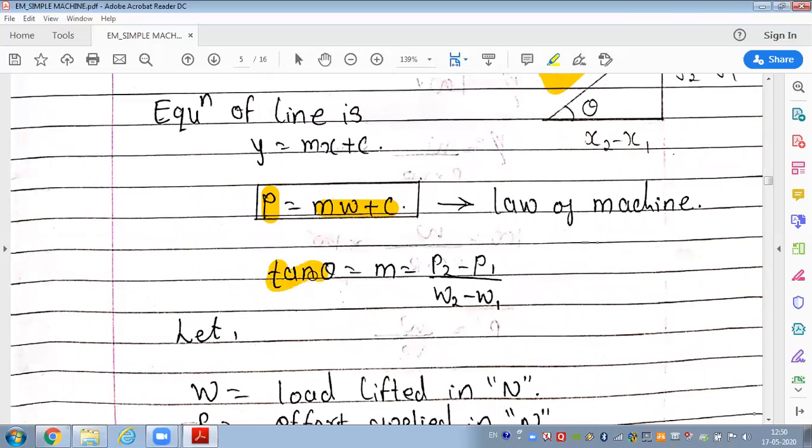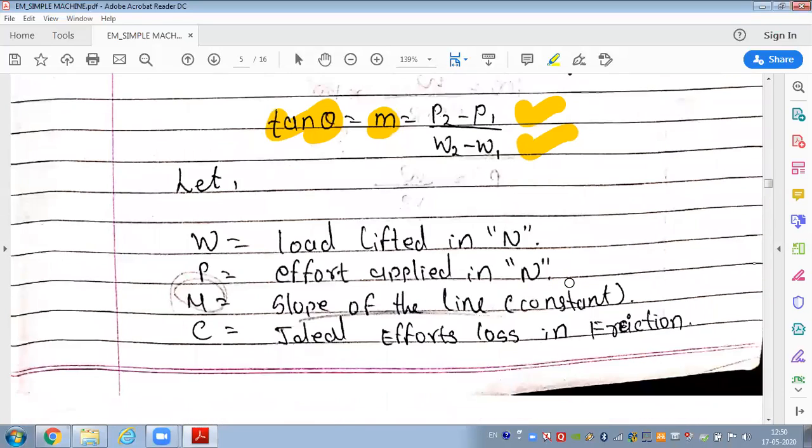According to the diagram, what is tan theta? It is the slope indicated by m, P2 minus P1 by W2 minus W1. All the terms are given here. W is the load, P is the effort, m is the slope of the machine, and C is the ideal effort lost in the friction.